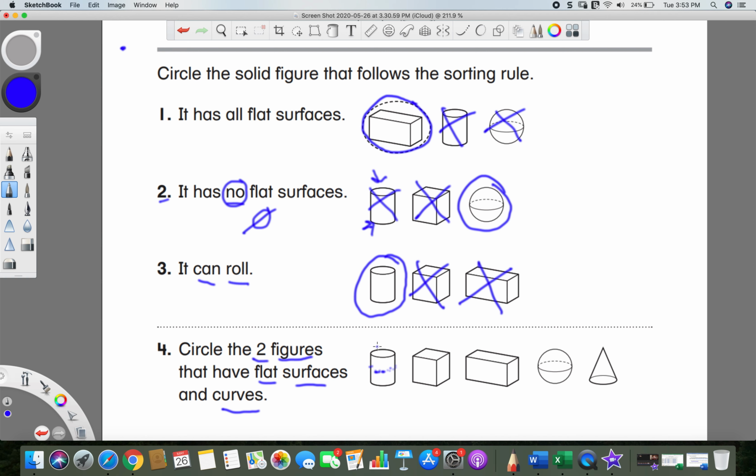Are there flat surfaces? There sure are at the very top and the very bottom. So we can definitely circle this shape because it has the two things that they want. It has a flat surface and curves.